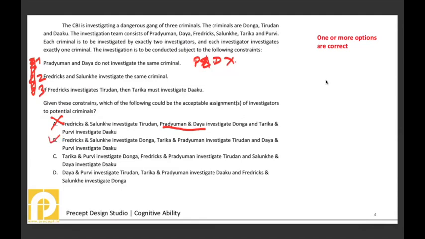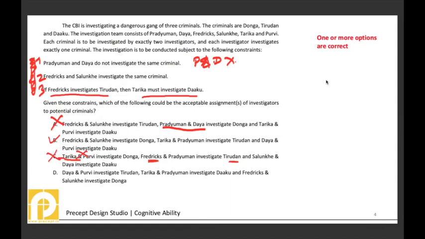C. Tarika and Purvi investigate Donga, Frederick and Pradyuman investigate Tridun, and Salunke and Daya investigate Daku. If Frederick investigates Tridun, in that condition, Tarika must investigate Daku. So Frederick investigating Tridun, Tarika investigating Donga is not possible. This part is not possible. So C is wrong.